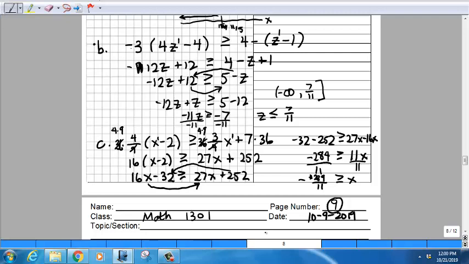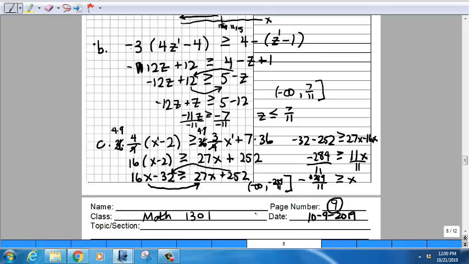So there's my solution: anything less than or equal to minus 289 over 11. Again, that's going to be numbers to the left of minus 289 over 11. In interval notation, that would be from minus infinity up to minus 289 over 11, including that boundary value, because this is less than or equal to, and minus 289 over 11 is equal to itself.